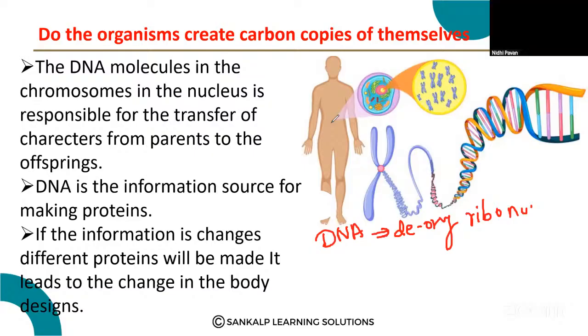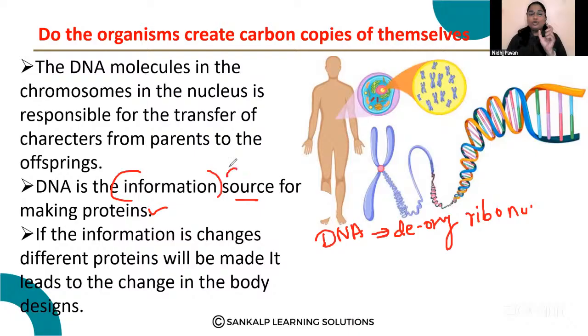ಓಕೆ ಗೈಸ್, ಸೊ ಡಿಆಕ್ಸಿರೈಬೋನ್ಯೂಕ್ಲಿಕ್ ಆಸಿಡ್ ಅಂತ ಹೇಳಿದೆ ಅಲ್ವಾ? Okay. So DNA is the information source for making proteins. So what is the function of DNA? It has the information of what? To make the proteins. If the information changes, different proteins will be made. It leads to change in the body designs. Wow. See here how actually it works.